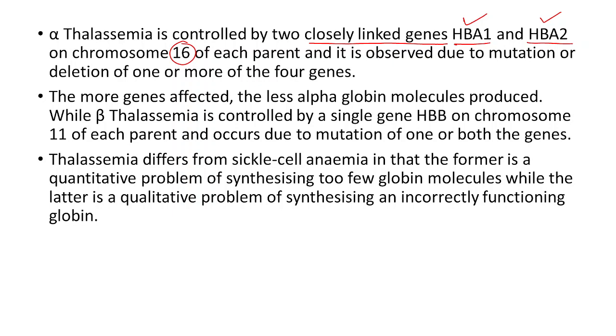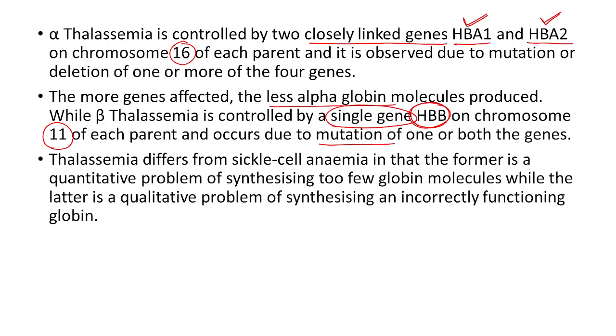Next one. The more genes affected, the fewer alpha globin molecules are produced, while beta thalassemia is controlled by a single gene. See, alpha thalassemia is controlled by two closely linked genes, that is HbA1 and HbA2, but beta thalassemia is controlled by only one gene, that is HbB. And here, alpha thalassemia is resulted by a change in HbA1 or HbA2, which is present on the 16th chromosome, but in beta thalassemia, the particular gene, that is HbB, is present on chromosome number 11. On the 11th chromosome it is present, and due to the mutation of one or both genes, beta thalassemia will be resulted.